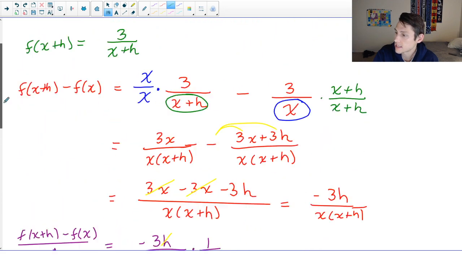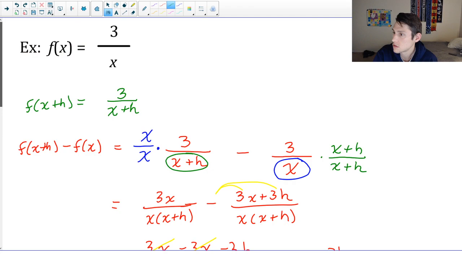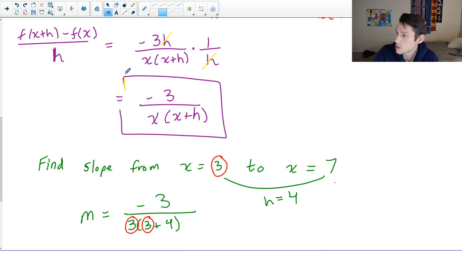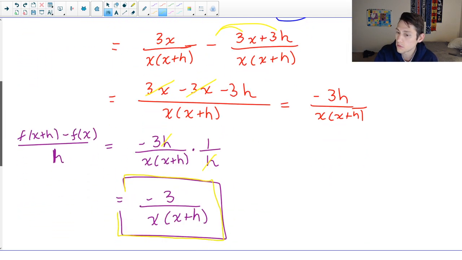Okay, so again, next up, this is something that we did earlier in the year in math analysis. So we found for the function 3 over x, the difference quotient is this thing right here. All right, this one took a little more. We had to get a common denominator so we could combine these things together and then cancel and things like that. A little bit more involved.